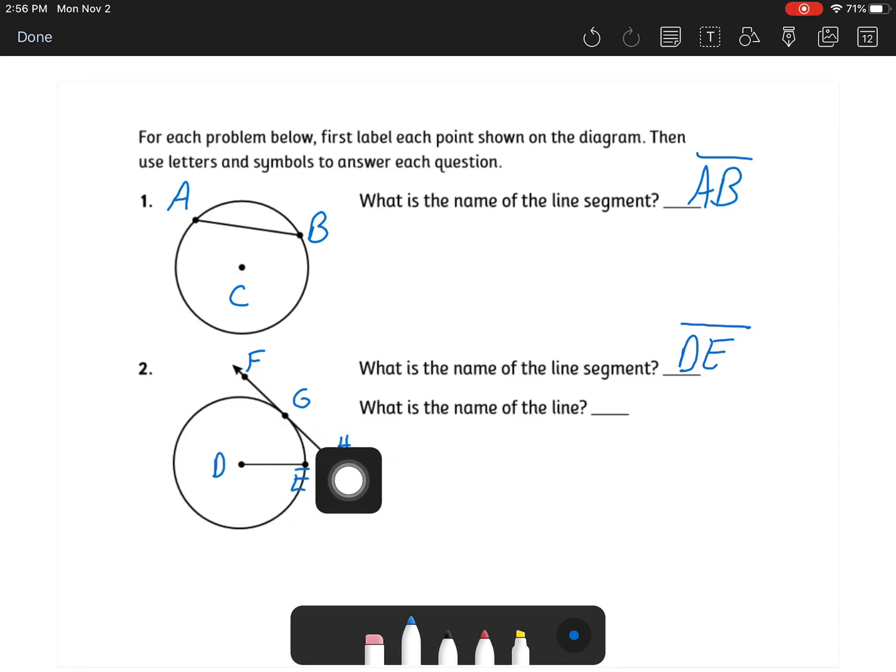The line, there's a few different ways we can name this line. I'll just say FH. We could call it FG or we could call it GH, but I'll just use the ends that are on there. So FH, and then you have to put arrows on the end.